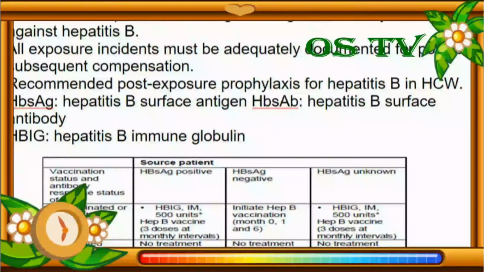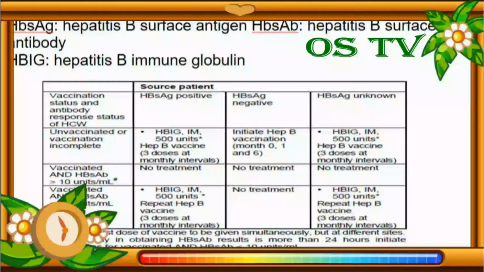Recommended post-exposure prophylaxis for hepatitis B in healthcare workers: hepatitis B surface antigen and hepatitis B immunoglobulin. Here is the table showing the source patient and how the vaccine should be given to a victim or healthcare workers who find themselves in very risky areas, mostly laboratory scientists. Now, the vaccination status and antibody response status of the healthcare worker.